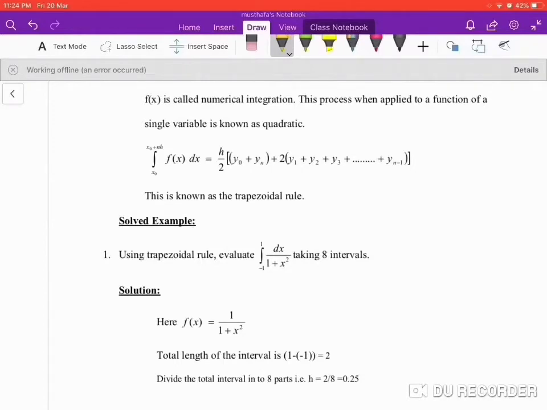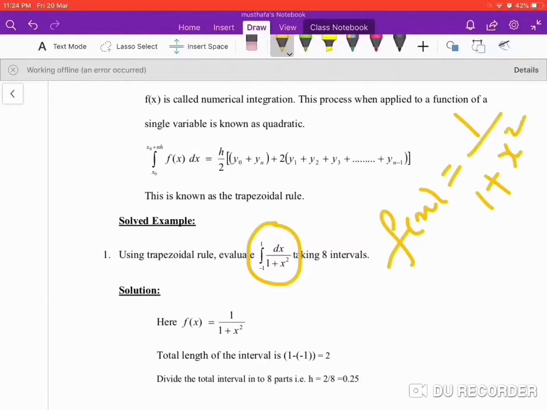So the question is, use the trapezoidal rule to evaluate the integral from -1 to +1 of dx over 1 plus x square. Here the integrating function f of x is equal to 1 over 1 plus x square. And it is given that you have to take 8 intervals, and this is the most important thing in numerical integration. The more the number of intervals, the closer your result will be to the accurate value. So here the number of intervals is defined.